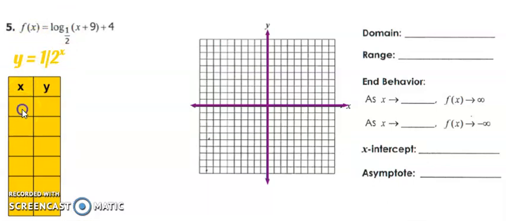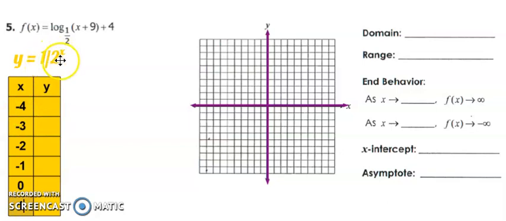I'm going to need some x's. So the x's I'm going to use in this one are going to be -4. Oops, -4. Let's see, we'll also use -3, -2, -1, 0, and 1. So now that I have some x values, now I'm going to calculate the y values.